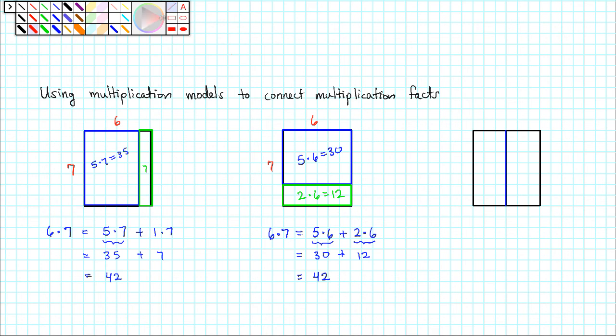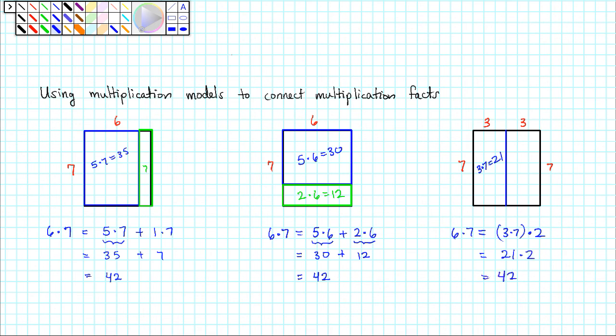So I have 3 times 7 and another 3 times 7. And so I'm seeing this, and 3 times 7 is 21. So I can see 6 times 7 is, I first do 3 times 7, and then I multiply that by 2. So this is 21 times 2, which is 42.